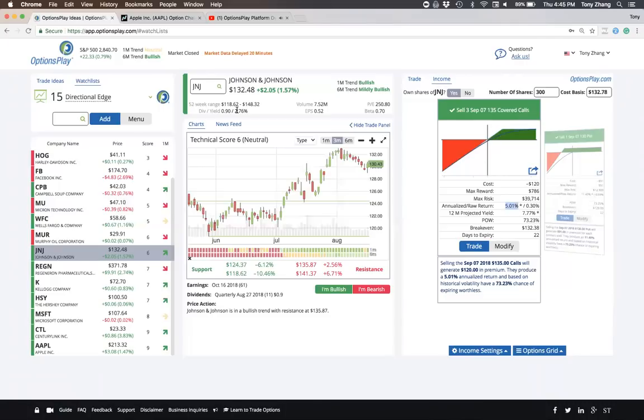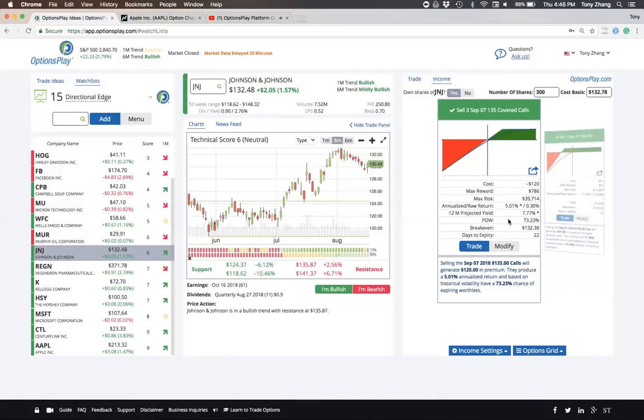Johnson & Johnson pays a 2.76% dividend yield, so a pretty nice dividend for an S&P 500 stock. But as you can see, with this covered call, I'm going to get an additional 5% on top of that, annualized, which brings my total yield for the year to 7.7%, up from 2.7%. So I'm increasing my yield almost twofold by adding these types of strategies to my account.